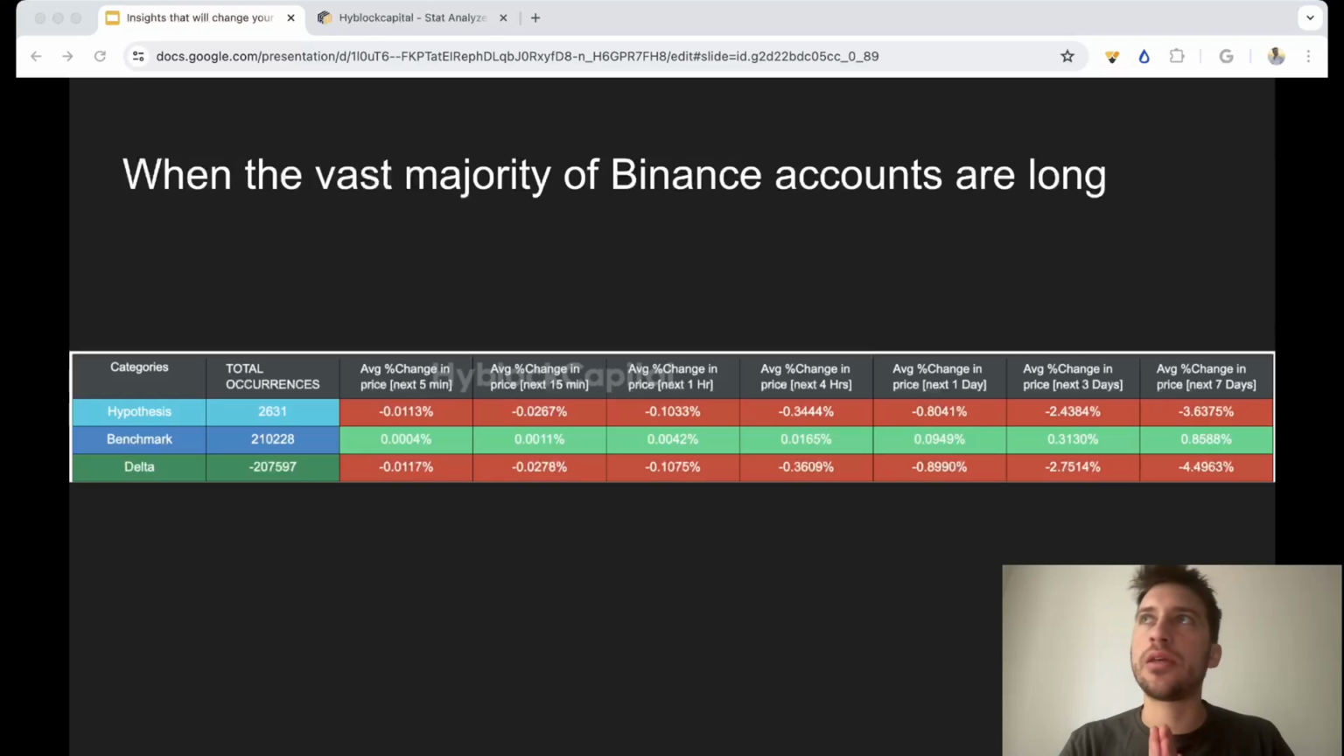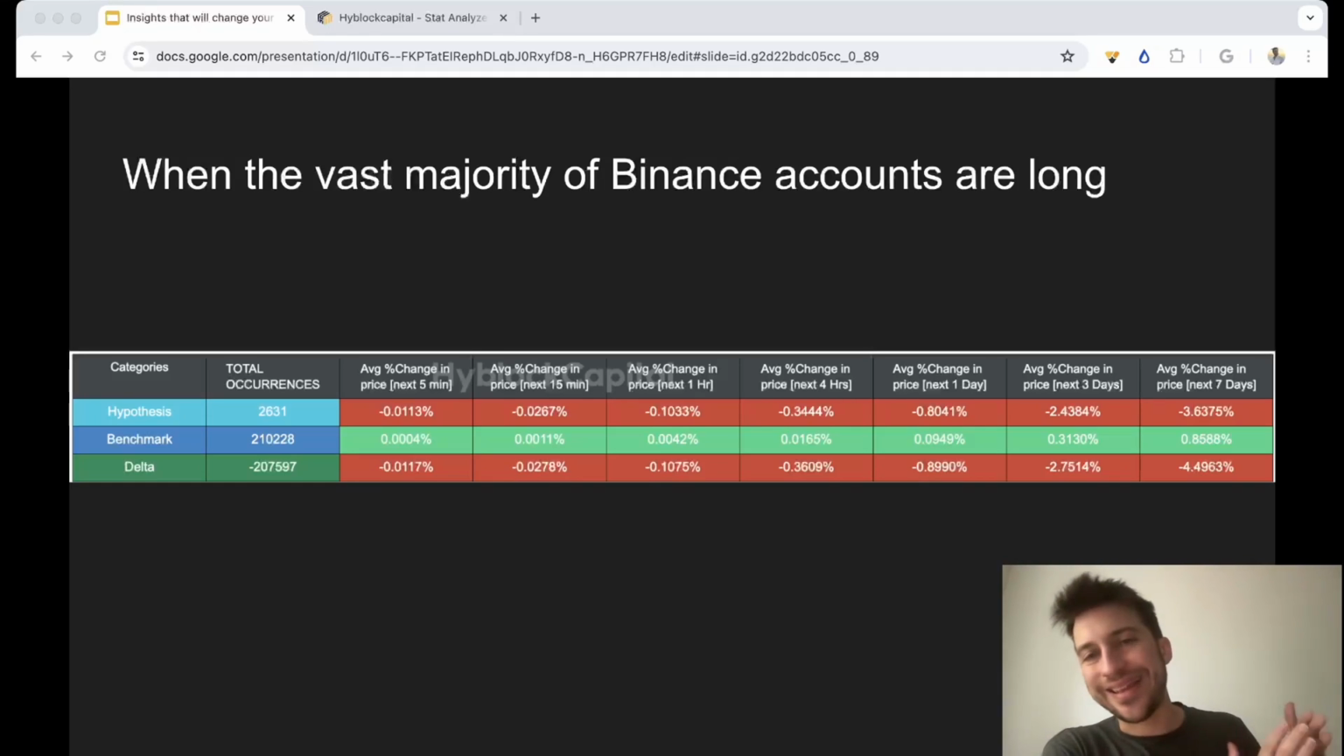Okay. Now we get into something that's better. Again, every one of these indicators that I'm showing you in their statistics are going to get better and better correlated to Bitcoin going up or down. All right. Now this one is a little bit stronger. When the vast majority of Binance accounts are long, so what I mean by that is I saw that at the very tail end of the extreme. So when the most amount of Binance accounts are long in the long-short ratio, this is basically the data.